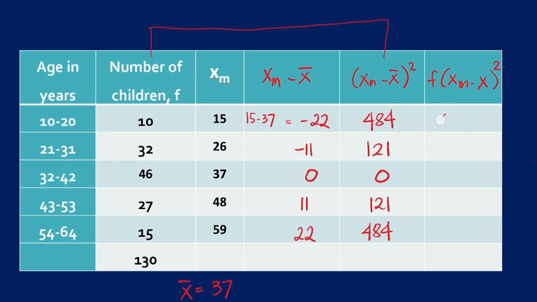So 10 times 484 would be 4840. 32 times 121 is 3872. 0 times 46 would be 0. 27 times 121 is 3267. And 15 times 484 is 7260. Step number 4 is to get the total of the last column, and that would give us 19239. So we're going to use these values in our formula.